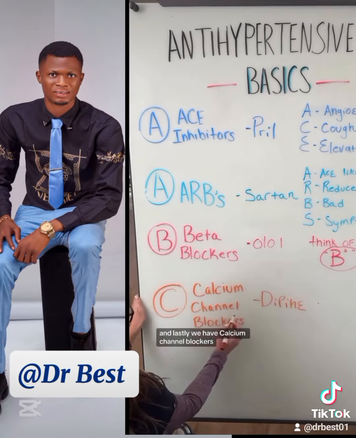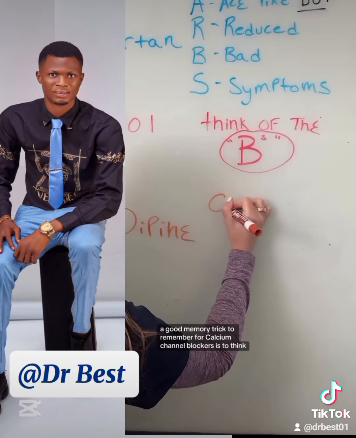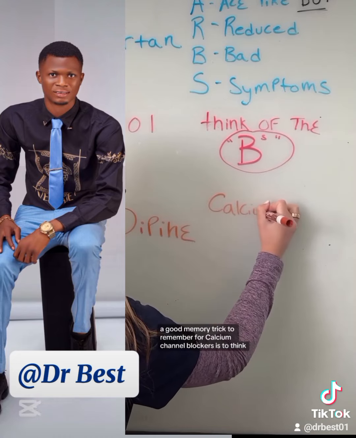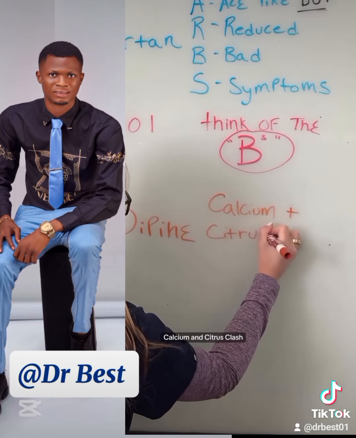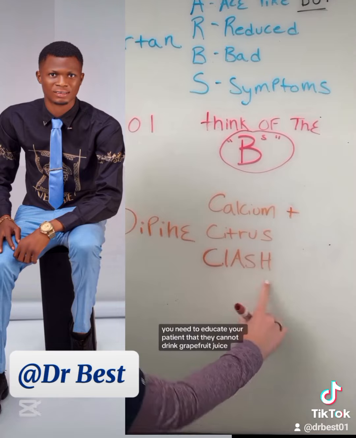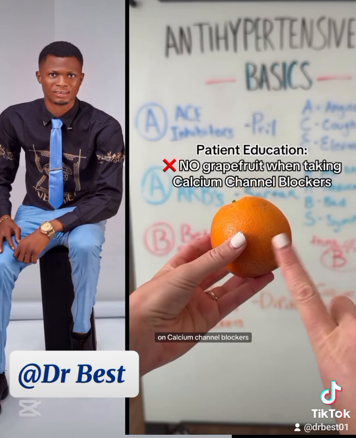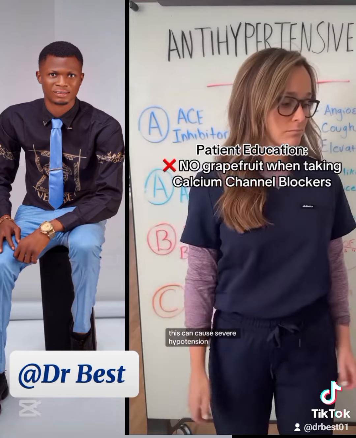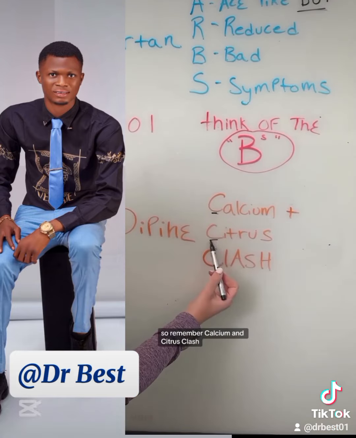And lastly, we have calcium channel blockers. A good memory trick to remember for calcium channel blockers is to think calcium and citrus clash. You need to educate your patient that they cannot drink grapefruit juice on calcium channel blockers. This can cause severe hypotension. So remember, calcium and citrus clash.